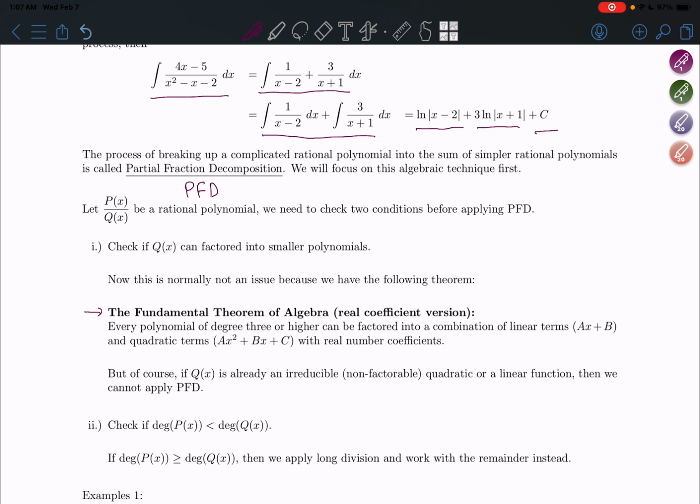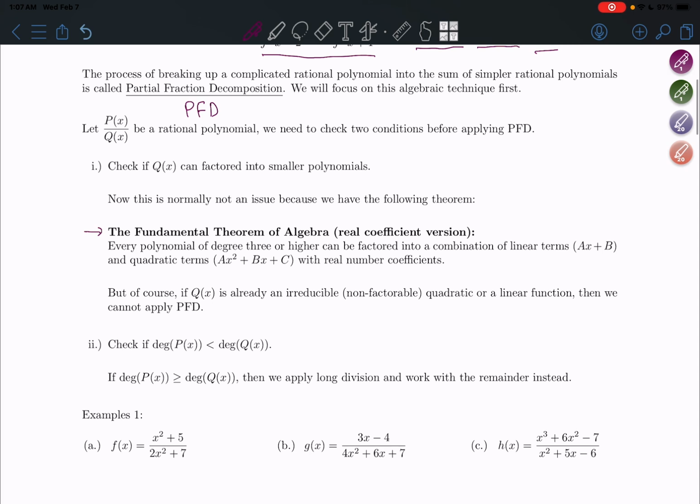So normally that's not an issue, but if you happen to run into a rational polynomial whose denominator is already a linear function or an irreducible quadratic, then you're stuck, right? You cannot use partial fraction decomposition to break up the fraction any further because it's already broken down as much as possible. Okay.